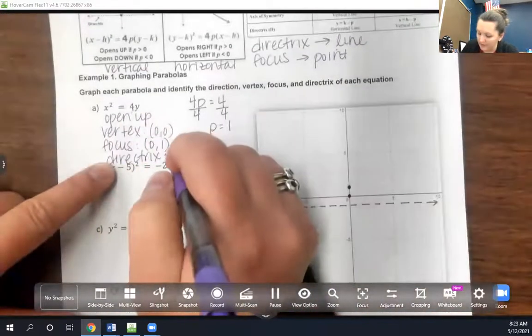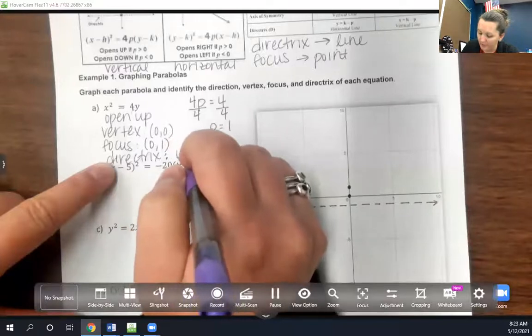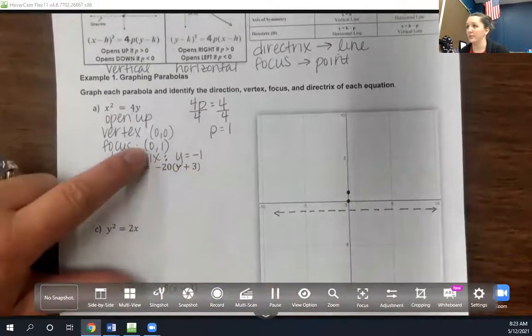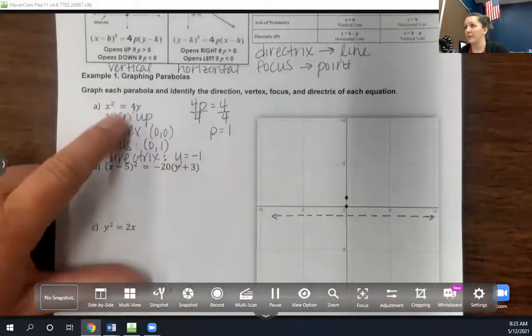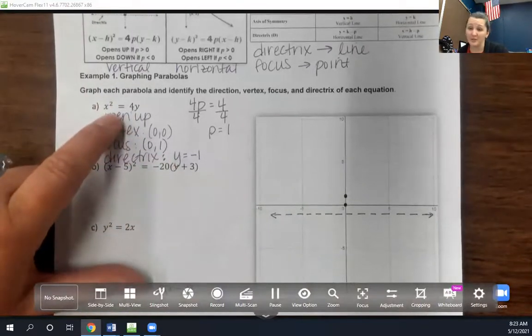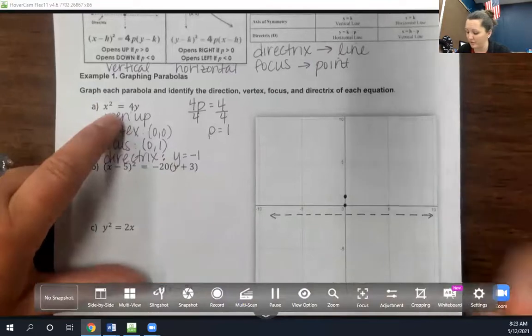So my directrix is going to be y equals -1. Notice your focus is a point, your directrix is a line. All right, so now I want to plot some points here. You can use Desmos to do this, or you can just use a table.